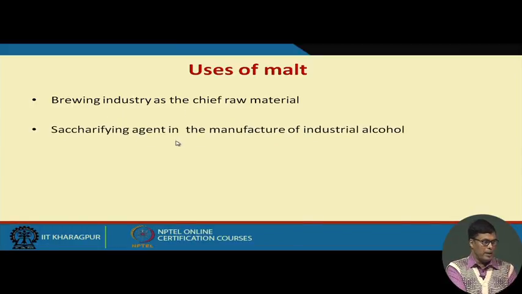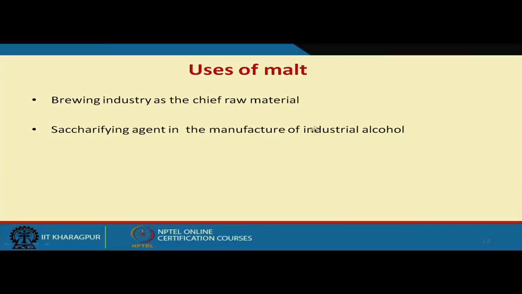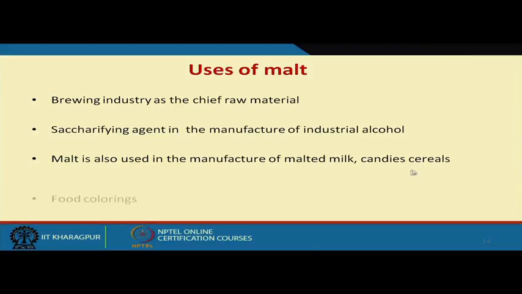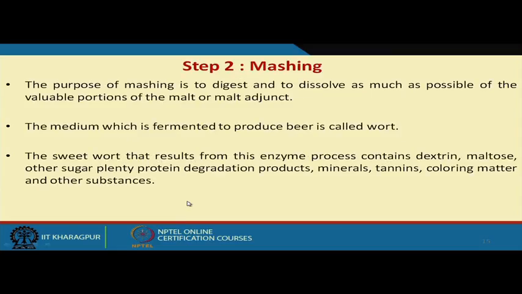Then it is used as a saccharifying agent in the manufacture of industrial alcohol, because I told you that whiskey is produced from starchy raw materials, wheat starch and rice starch. So there we can use this hydrolytic enzyme for the hydrolysis of the starchy material. As a saccharification agent in the manufacture of industrial alcohol, it is largely used. Malt is used in the manufacture of malted milk. I told you that malted food is recommended for school children and for patients, in candies, cereals. Then as food coloring, it is largely used.